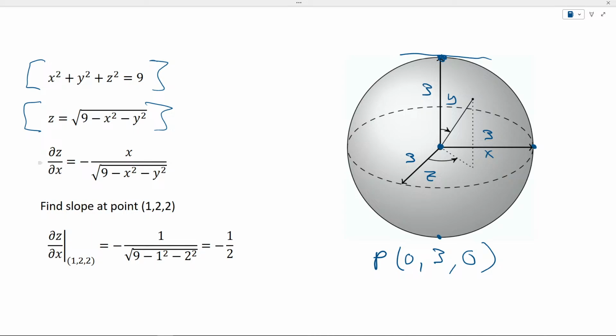So will I get this? Here x is equal to 0, so that's 0 divided by whatever. That will give me 0. So I got a slope of 0.